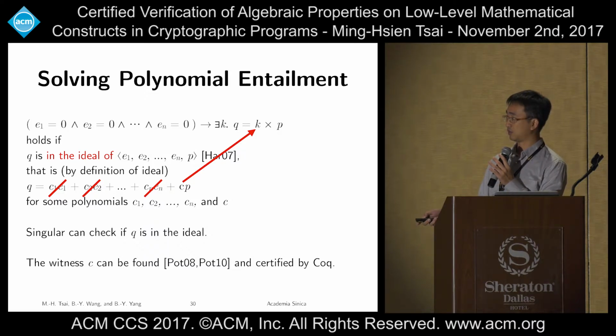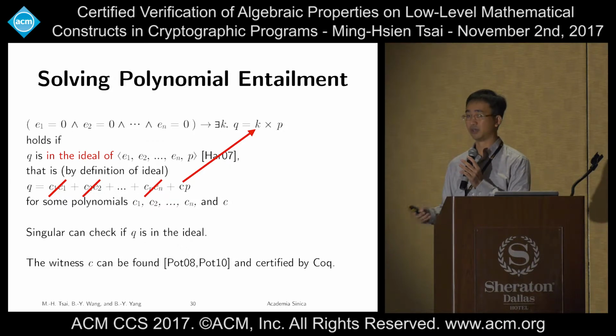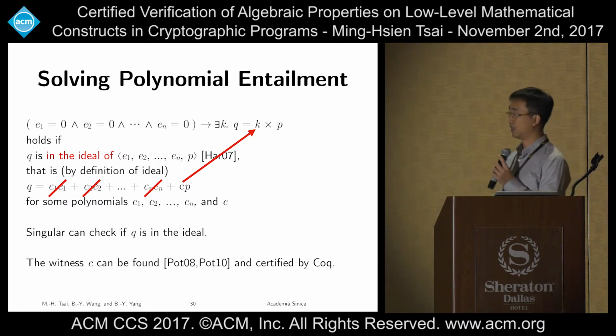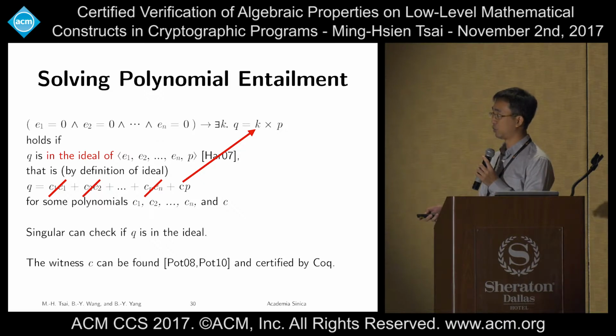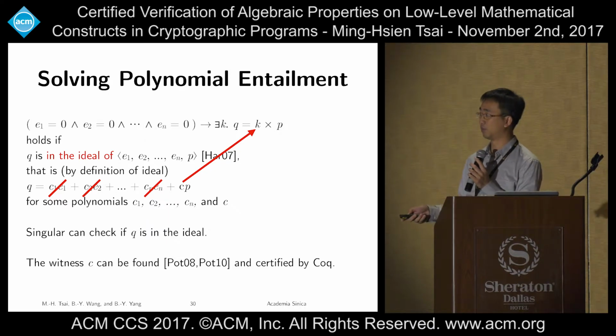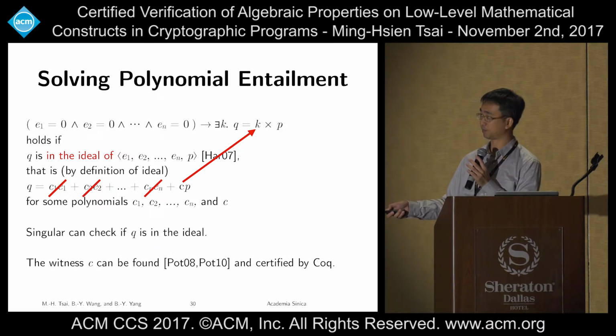So for this, to check if Q is in the ideal, Singular can check this directly. And then we apply some approaches to find the witness C, and then give Coq the witness, and let Coq certify whether this witness is correct or not. And to check whether Q is in the ideal of the set of polynomials, the complexity is related to the number of variables and polynomials in this set. So to make our verification faster, we apply some heuristic to reduce the number of polynomials here.